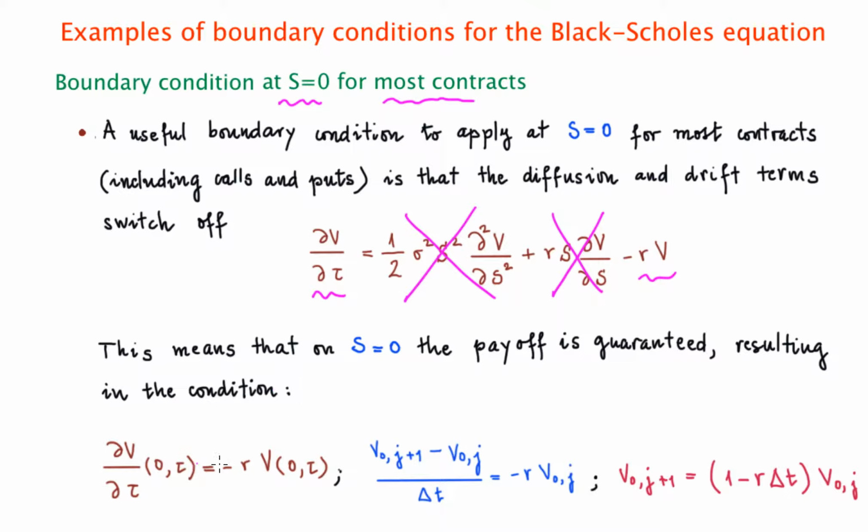And what we can do is find the finite difference representation for this equation here. That will be the finite difference representation, as we know, corresponding to the time partial derivative.